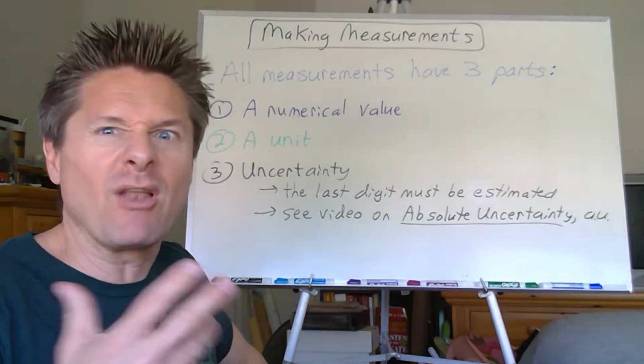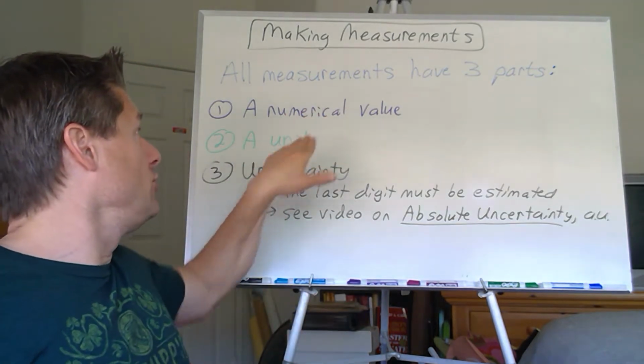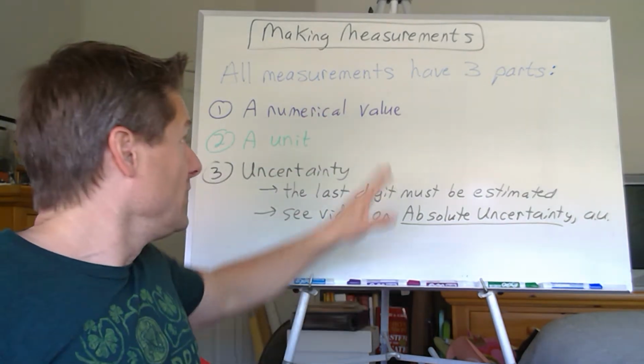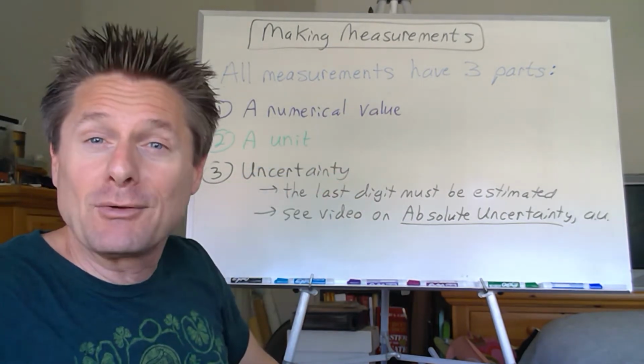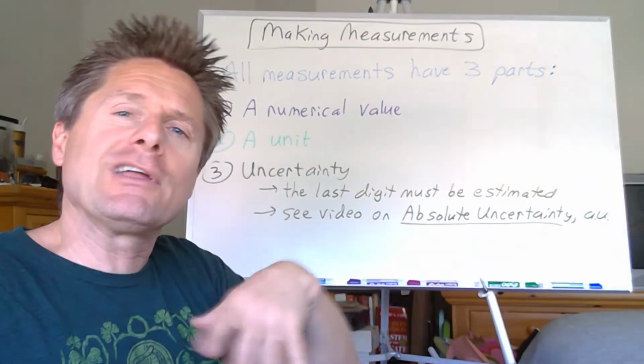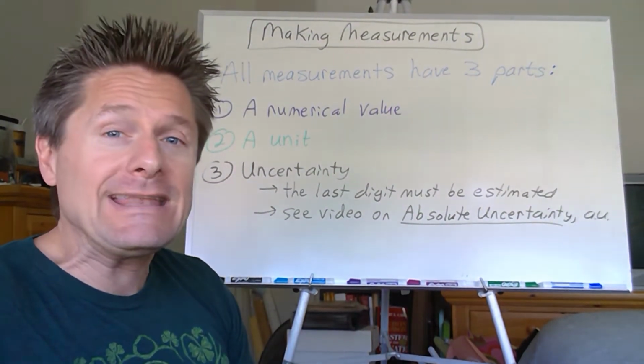We'll look at things like parallax error, reading things upside down, and so on. So: numerical value, unit, uncertainty. Don't even try to make a measurement unless you know what unit it is and what the absolute uncertainty is. So let's look at the steps of making a measurement and walk our way through the nitty-gritty details, my friends.